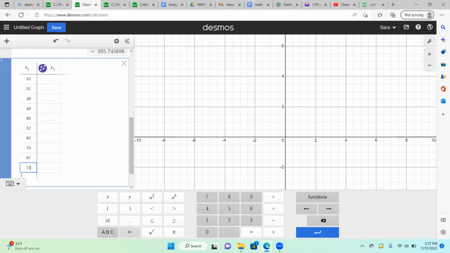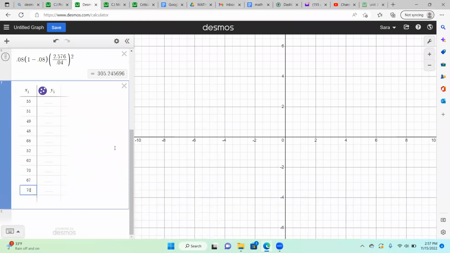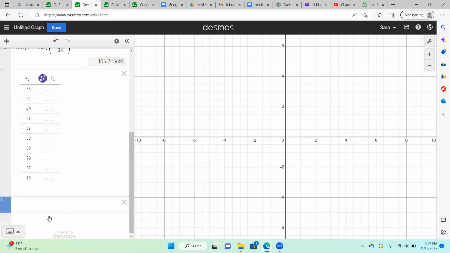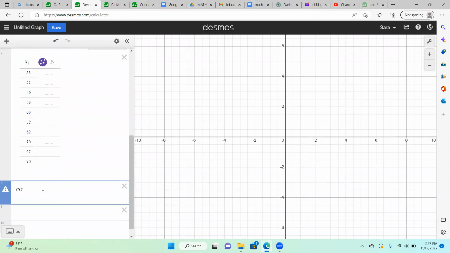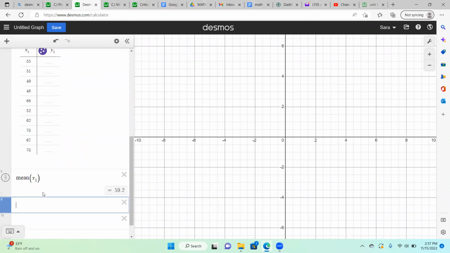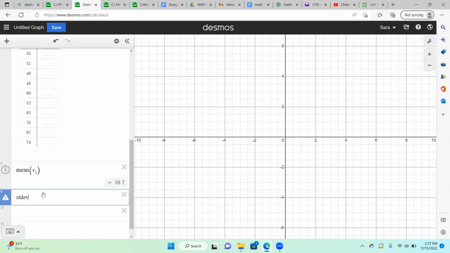And then I need to find the mean of X1 and the standard deviation of X1. And it's a sample, so we don't use the P. So our sample mean is 59.2.